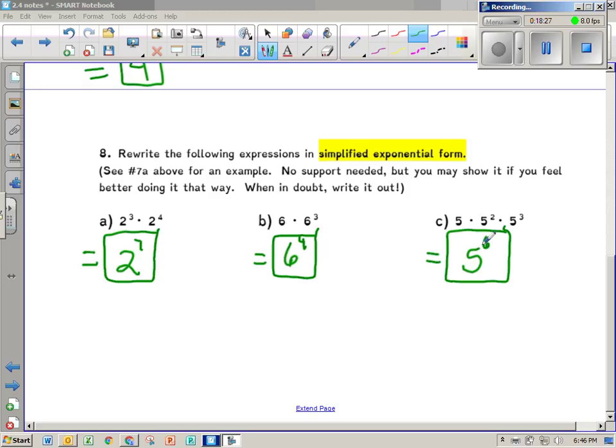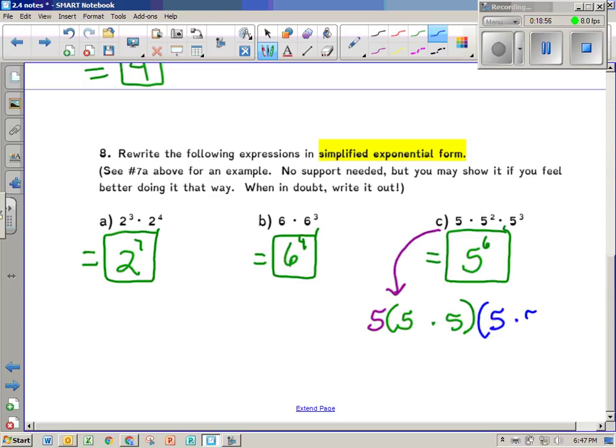We're keeping the base, and again, if you start to think something like that, just reason it out and write it out, because this one, if we wrote out the steps, would be 5, and then 5 squared would be 5 times 5, and then 5 cubed would be 5 times 5 times 5. If you see it all written out like this, it's easier to see that, oh, I have 1, 2, 3, 4, 5, 6 5's. So it's 5 to the 6th power.